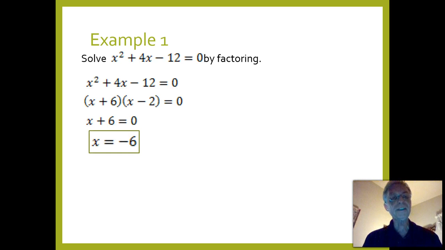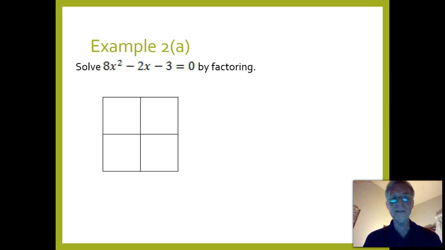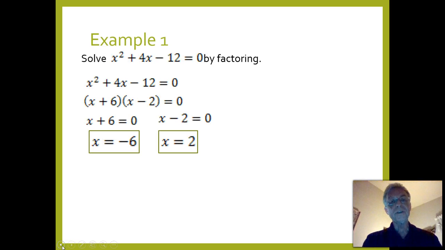Solve this by subtracting the 6 from both sides, so x is negative 6. Now we're going to take the x minus 2 equals 0 case. So we add the 2 to both sides, so x is equal to 2. So the solution set for this particular quadratic equation is negative 6, 2, because you should always write it in the order that it came in. So you should have negative 6, 2 as your solution set.